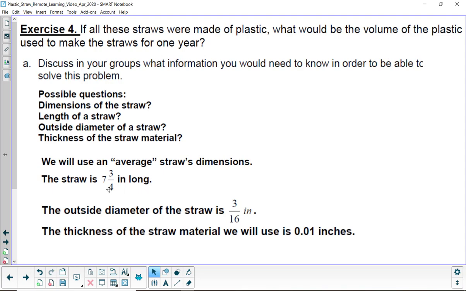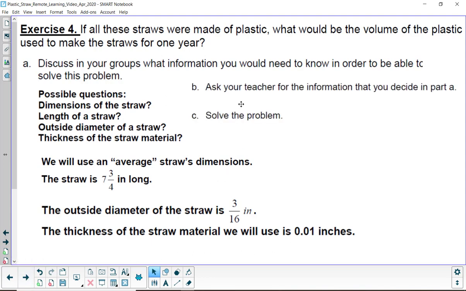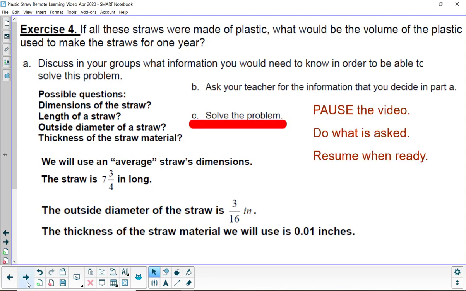So again, we're going to use that average straw, 7 3/4 inches long. The outside diameter of the straw, a normal average straw I should say, is 3/16 of an inch. And the thickness of the straw material we'll use is going to be 1/100th of an inch. So now that you've got this information, you should be able to solve the problem. So pause the video, give me your best shot, resume when you're ready.